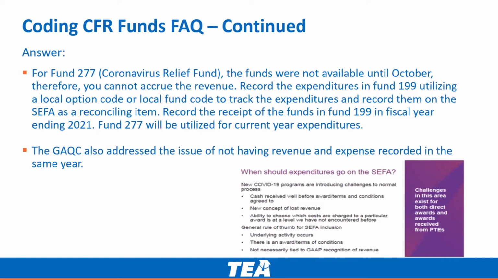And then the bottom slide is just a snip of a slide that I got from the AICPA Government Audit Quality Center. They did a presentation, and they also talked about the difficulty in this past year of matching revenues and expenditures.